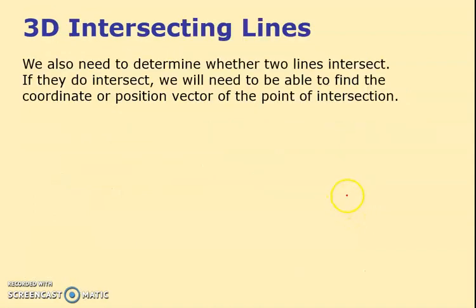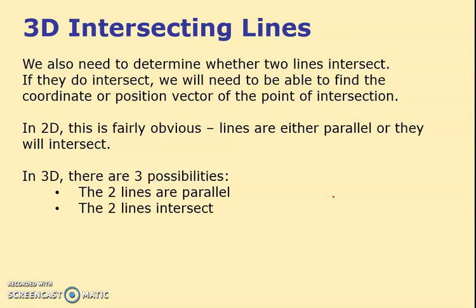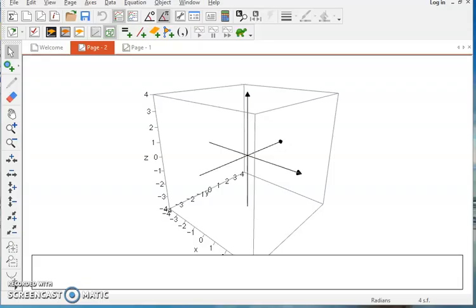So as I say, lines might intersect, they might be parallel, or they might be something else. 2D, no problem at all. 3D, they could be parallel, they could intersect, or they could be skew. Now I want you to have a look at this. This is actually a graphical package, so I want to try to get you to understand what skew means.